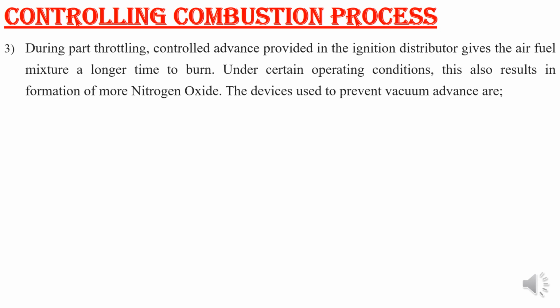Third point: during part throttle, controlled advance provided by the ignition distributor gives the air fuel mixture longer time to burn. Under this condition, this also results in formation of NOx, but this condition is controlled at once, which will reduce HC and CO emissions. So this device is used to prevent the vacuum advance.